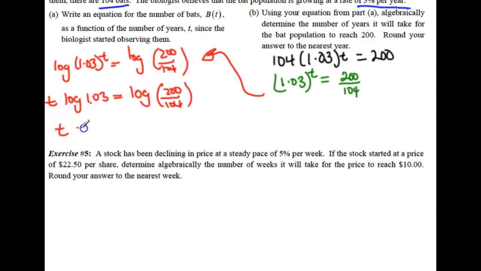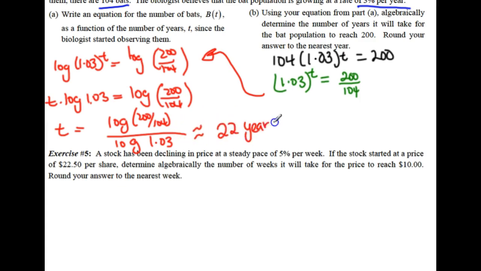Get t by itself, which is the time, what I'm looking for. I remember this is multiplying here, so I'll do the inverse, dividing by the log of 1.03. And if I work that out in the calculator, what am I going to get? I will round this, so it will be approximately 22 years, which is what they asked me to round it to, the nearest year.